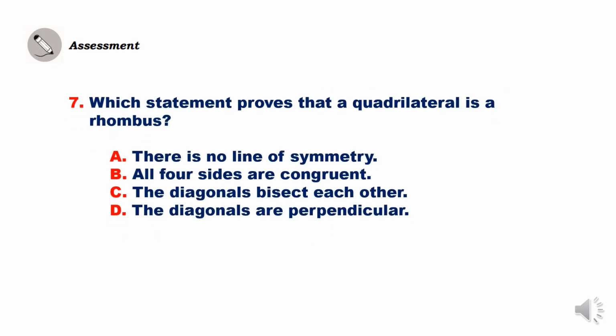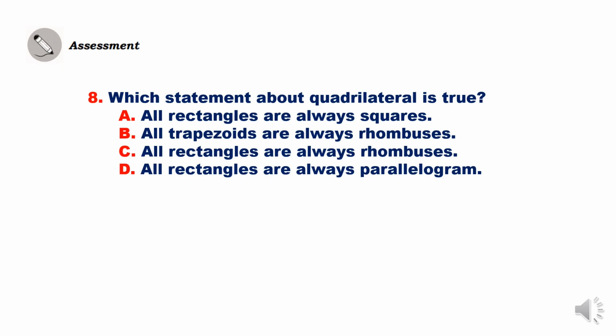Number 7. Which statement proves that a quadrilateral is a rhombus? A. There is no line of symmetry. B. All 4 sides are congruent. C. The diagonals bisect each other. D. The diagonals are perpendicular. Number 8. Which statement about quadrilaterals is true? A. All rectangles are always squares. B. All trapezoids are always rhombuses. C. All rectangles are always rhombuses. D. All rectangles are always parallelograms.